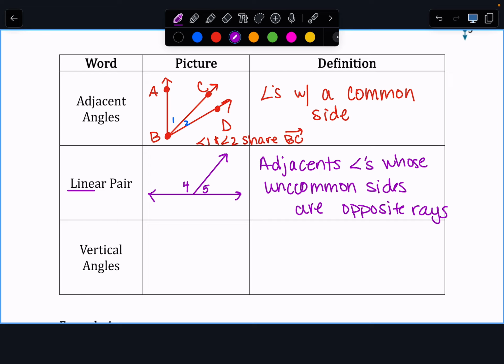So what would the sum of angles 4 and 5 be? 180. That's going to become important here pretty soon. Did I say 120? No, you said 180.